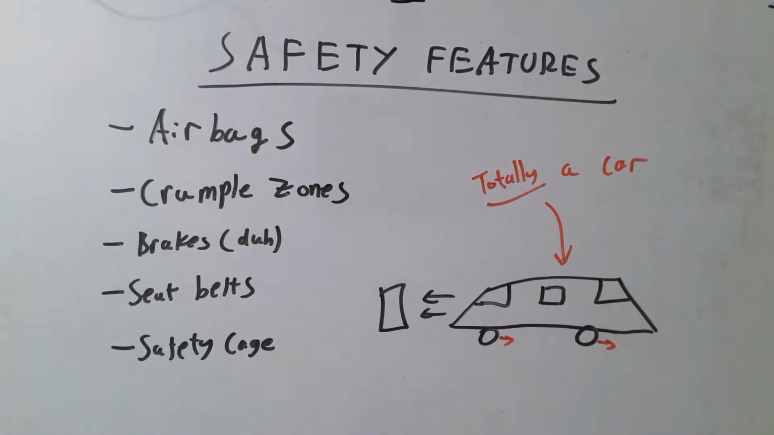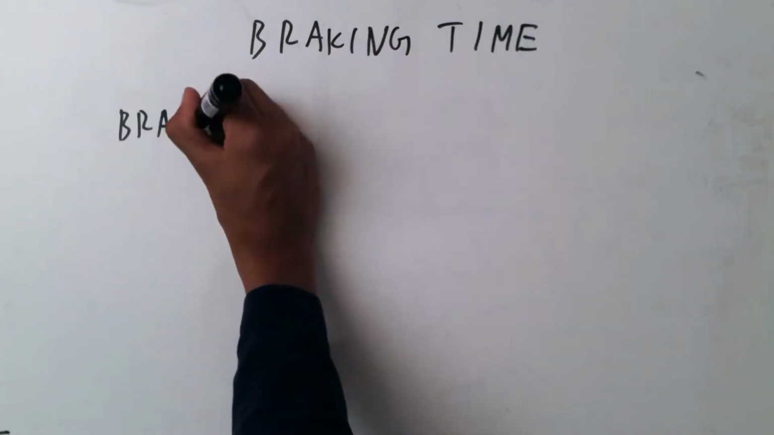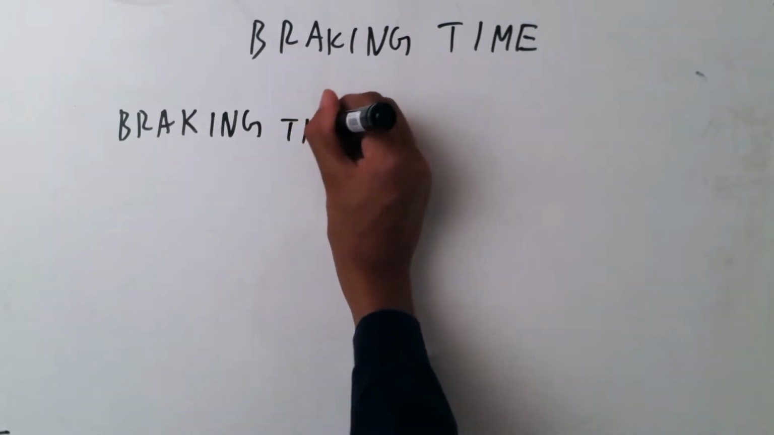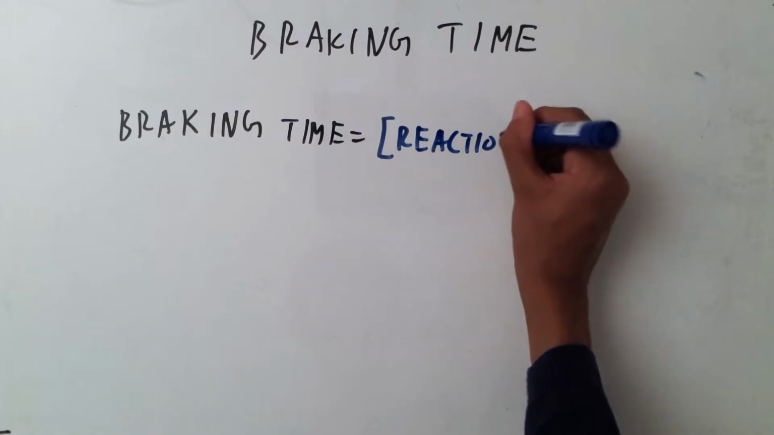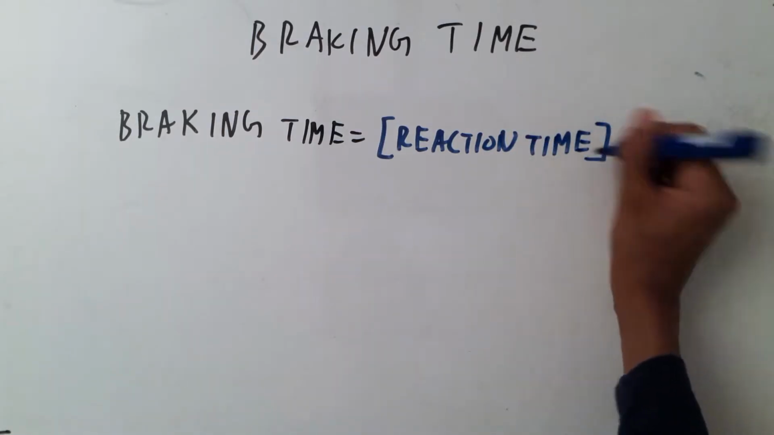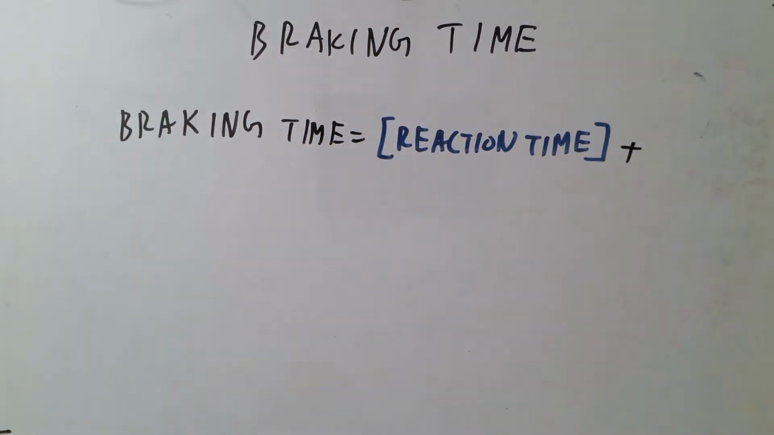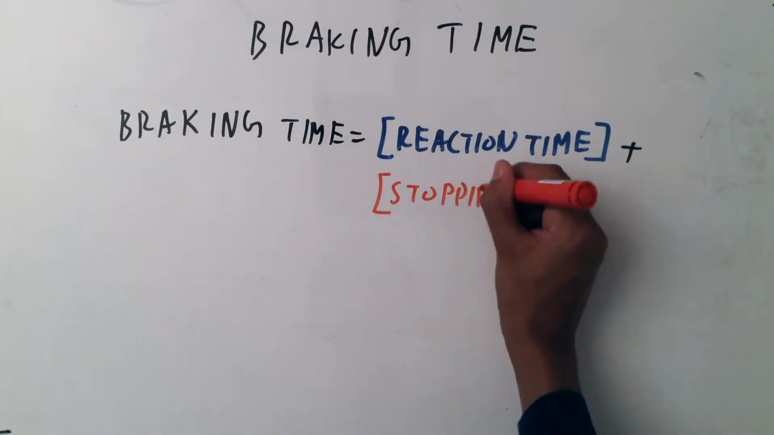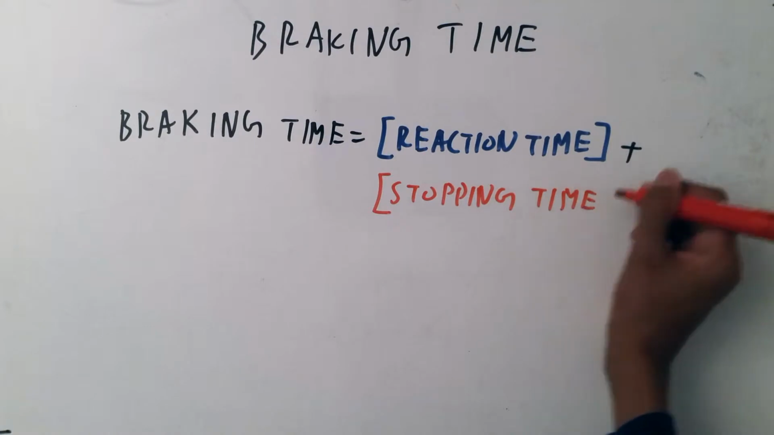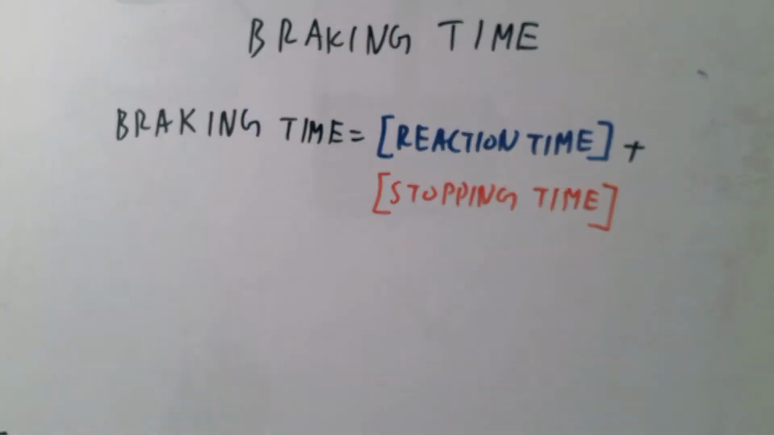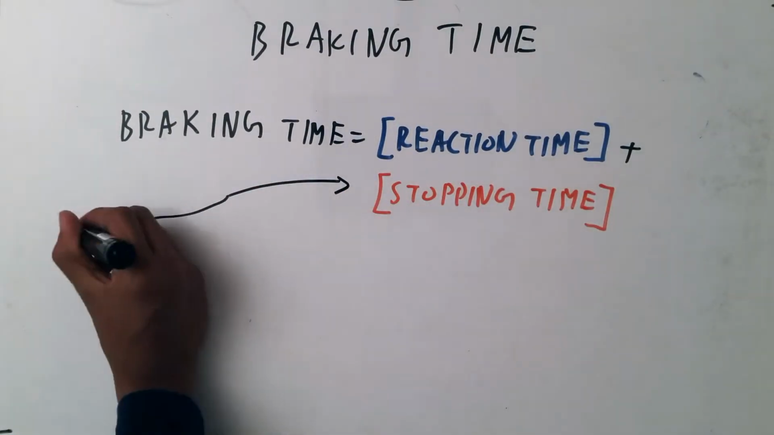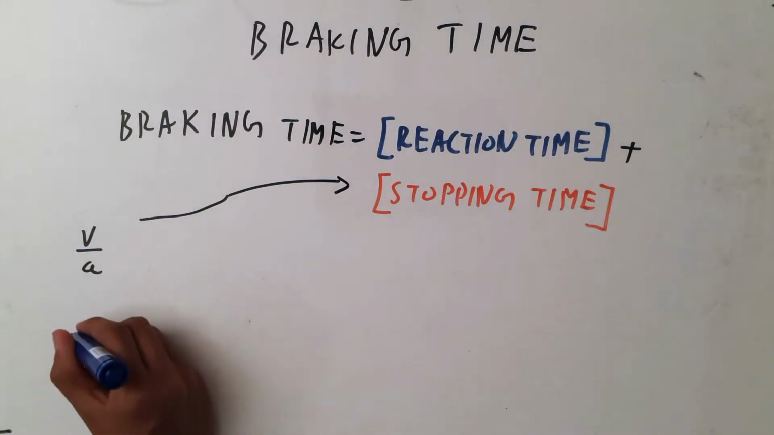The braking time of a car is composed of two times: the reaction time of a driver and the time taken for the car to actually stop. The reaction time of a driver tends to be around 1 second. The stopping time of a car depends on the velocity of the car and the braking acceleration of the car. The braking acceleration of a car tends to be around 4.5 meters per second squared, or around half g.